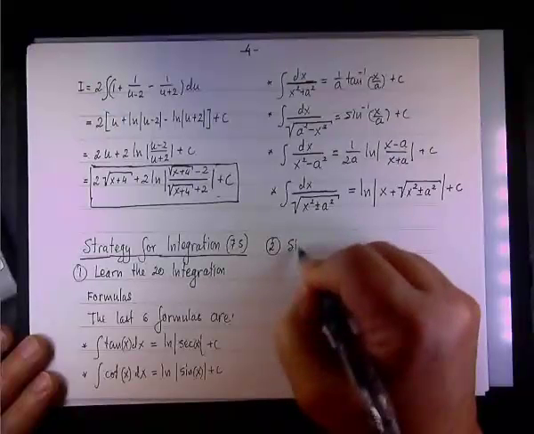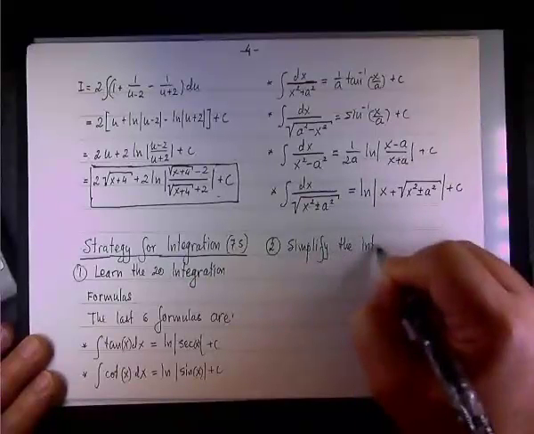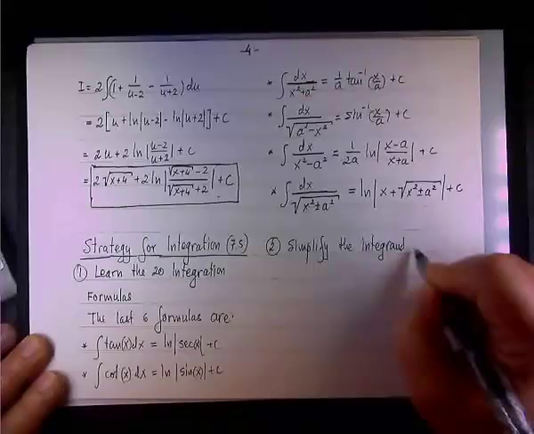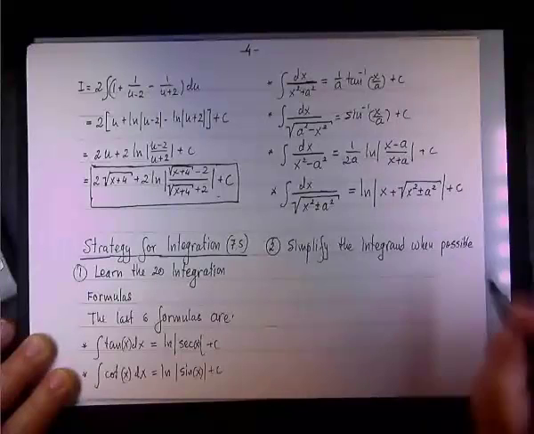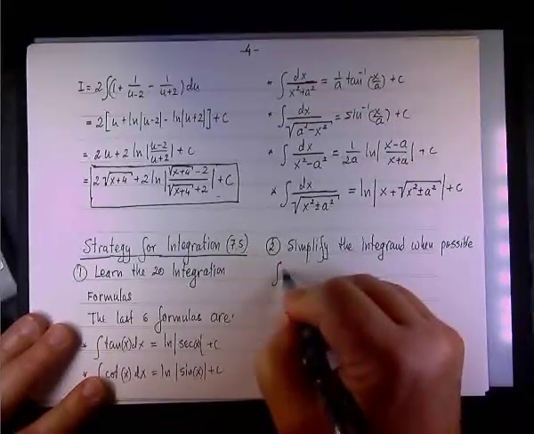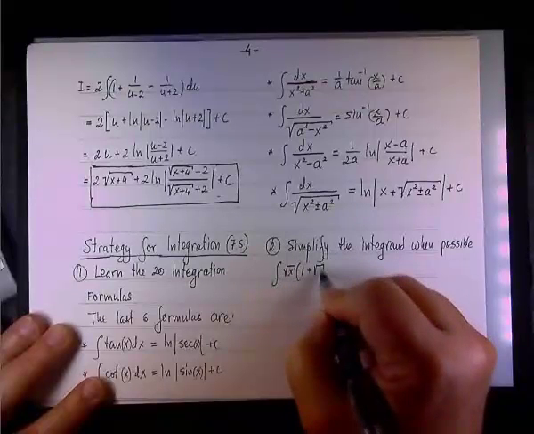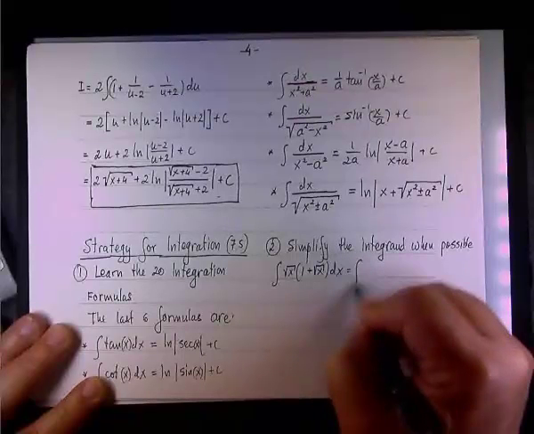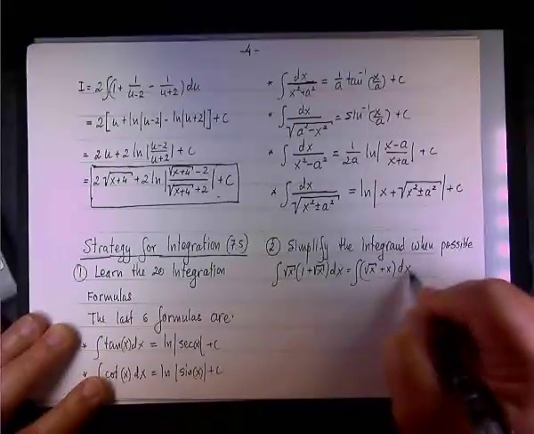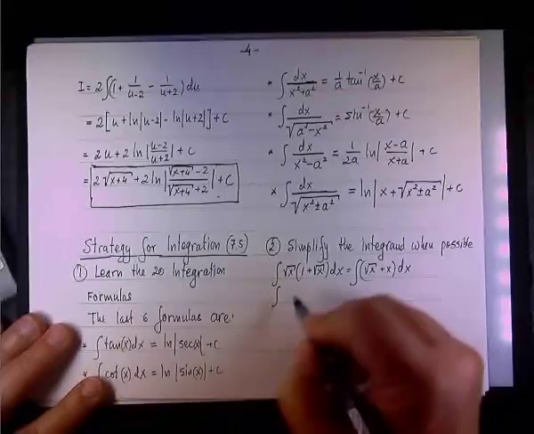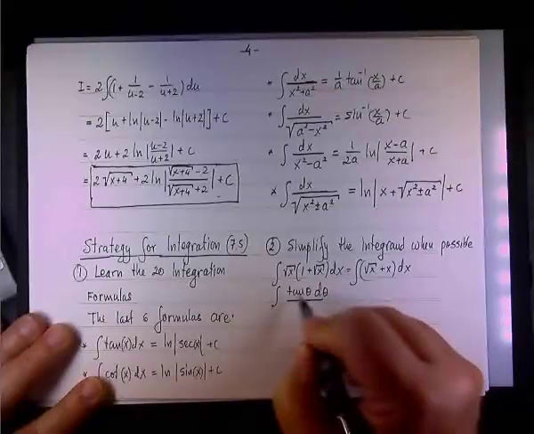The second strategy will be to simplify the integrand when possible. To give you quick examples, for instance, the integral of the square root of x times 1 plus the square root of x dx, you can simplify it as the integral of the square root of x plus x dx. And now this is easy.